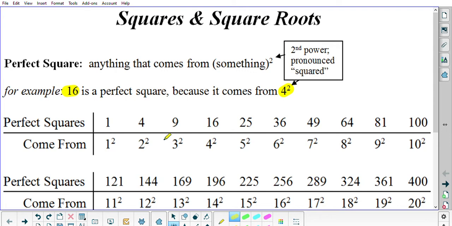What I've given for you here is a nice big table showing you different perfect squares. For example, 25 is a perfect square because it comes from 5 squared. 196 is a perfect square because it comes from 14 squared. You're going to use this chart to help you on today's guided notes problem.